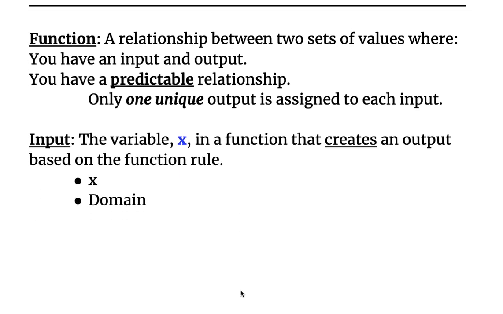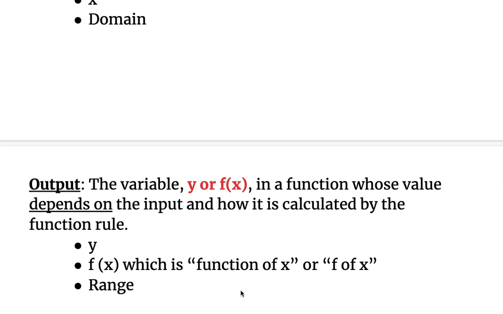We're going to talk about output next. So output is the opposite. So that's the variable y in a function whose value depends on the input and how it's going to be calculated by the function rule. So y is also a name for the output. We also call it f of x, or the function of x, because it can't function without your input, your x. So that's where that word function comes from. They rely on each other. And instead of domain, we call it range. Be sure to have this down in your notes before moving on.